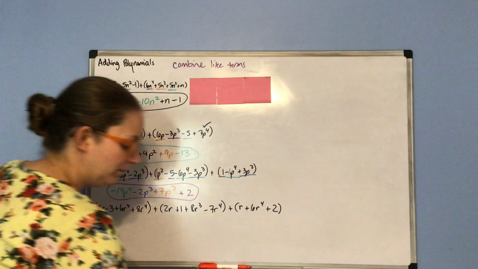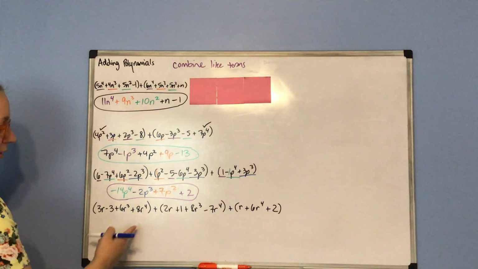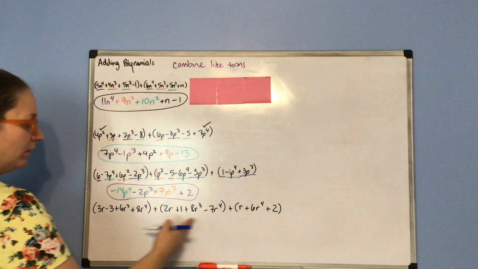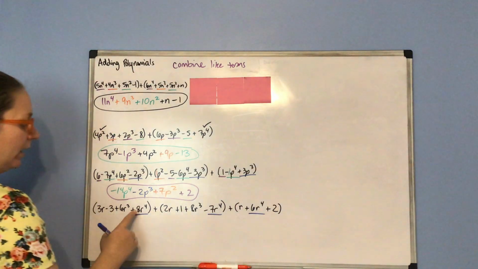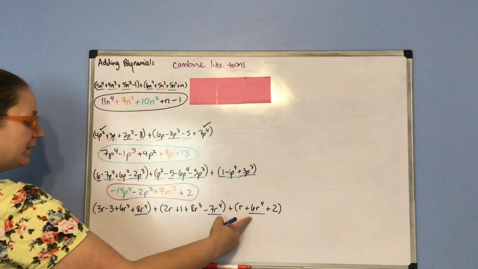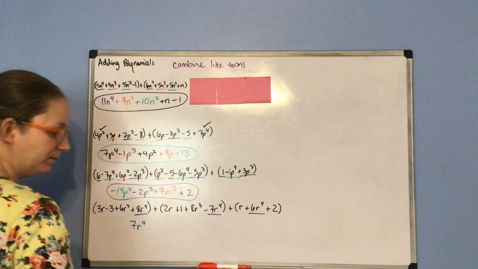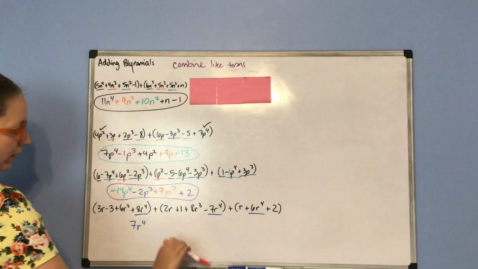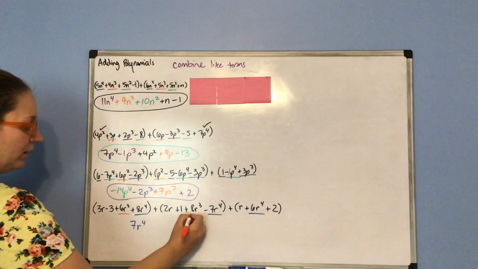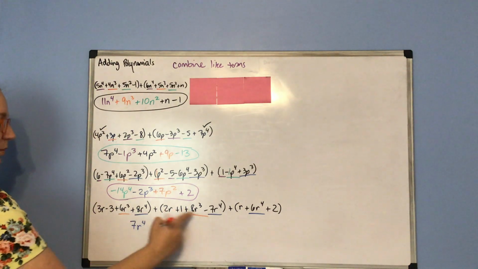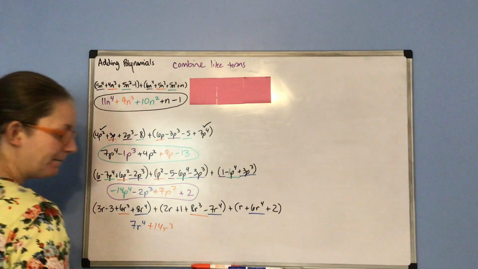All right, last but not least. Looking for my biggest exponents, fourth power, fourth power, fourth power. That's where I'm going to start. 8 minus 7 plus 6 gives me positive 7 r to the fourth. I'm going to go down my list. Third powers be next. Third power here, third power here. 6 plus 8 gives me 14 r to the third.